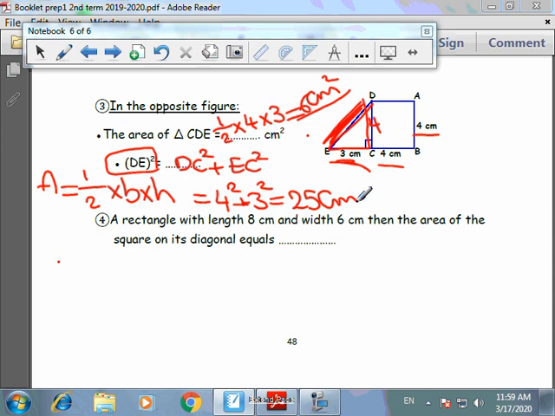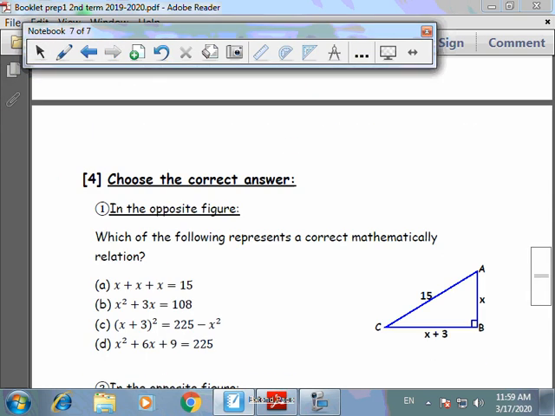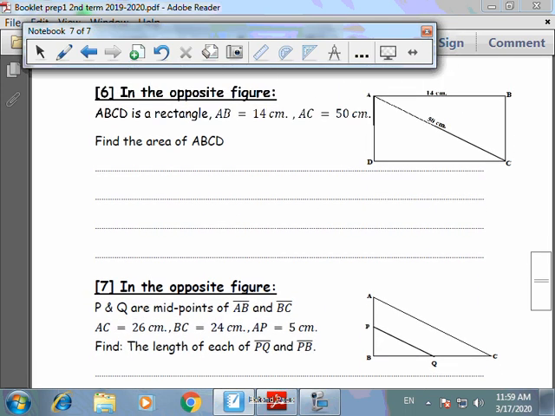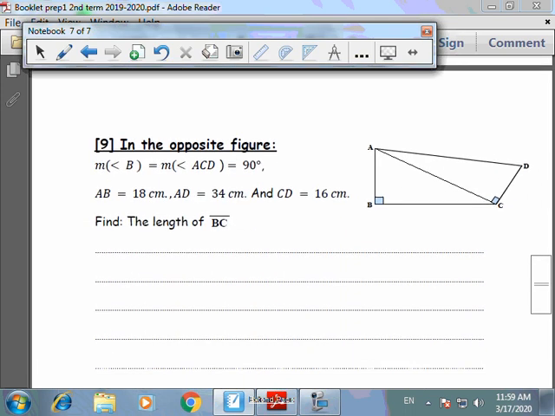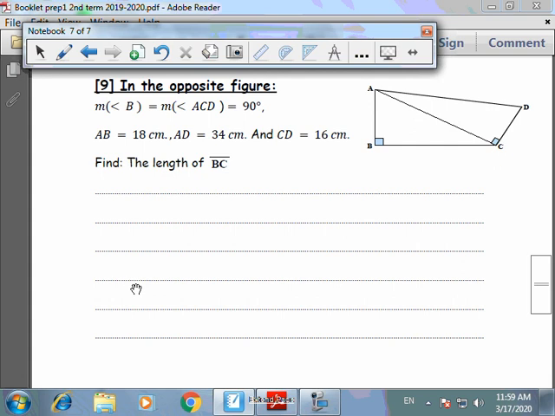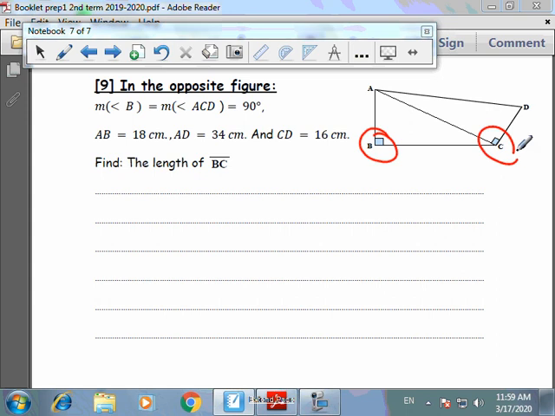Okay, let's go to the most important example in Pythagoras in page 51. In the opposite figure, measure of angle B equals measure of angle ACD equals 90. So this angle is 90 and this angle is 90. Okay. AB equals 18. AD equals 34 centimeters. And CD equals 16 centimeters. Okay, find the length of BC. I would like to find the length of BC.